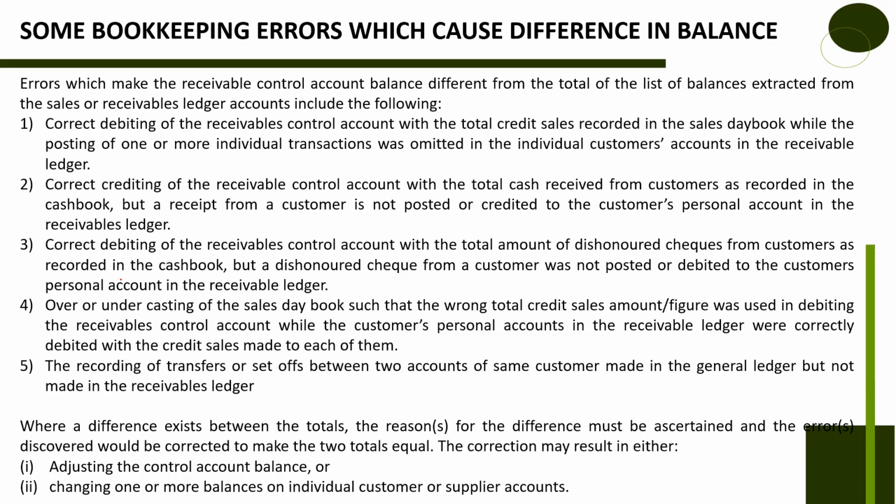It's also possible that you correctly debited the receivables control account with the total amount of dishonored checks from the customers, but a dishonored check from a customer was not posted in the customer's personal account. If you look at all these things that we've been looking at, you see control accounts, individual accounts. You posted in one side, you didn't correct it in the other side.